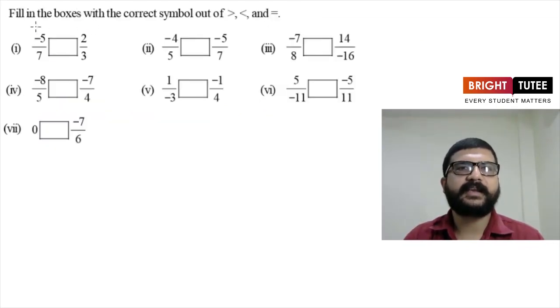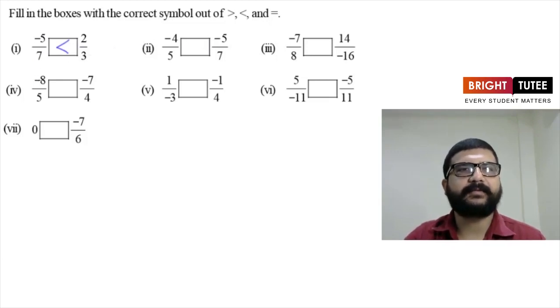Now the next question is, fill in the boxes with the correct symbol out of greater than, lesser than and equal to. So what about the first pair? See here, the first number is a negative number and the second one is a positive number. And we know a negative number is always smaller than a positive number. So the sign will be like this.